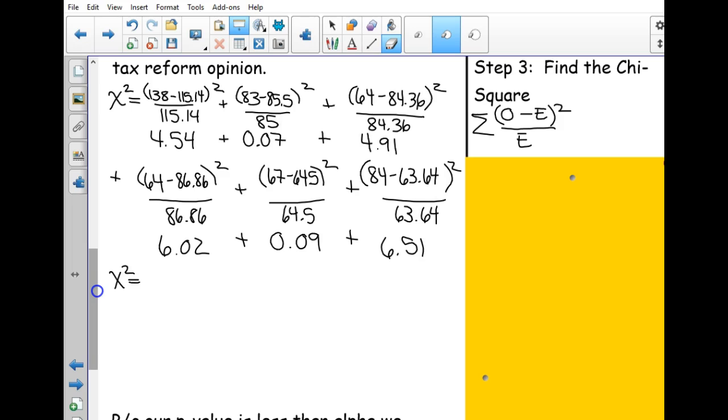Has anyone gotten it yet? 22.14. Thank you very much, Joe. Okay, we eventually need to get our p-value. Before we get our p-value, does anyone have any questions about chi-squared before I move on?